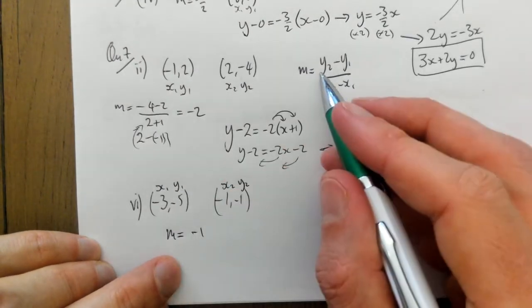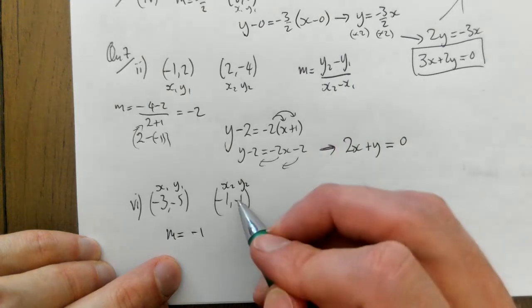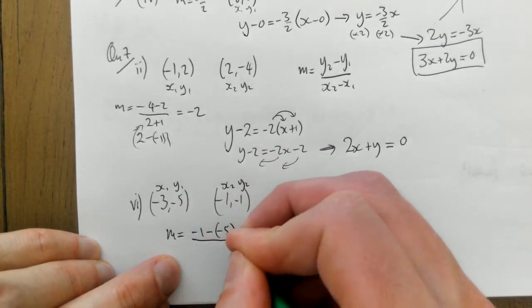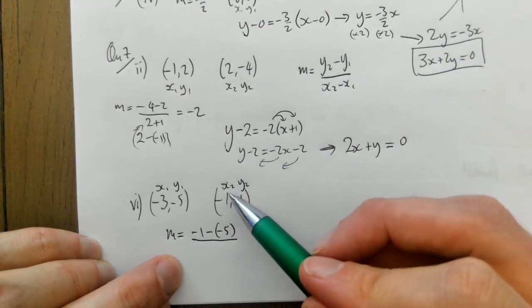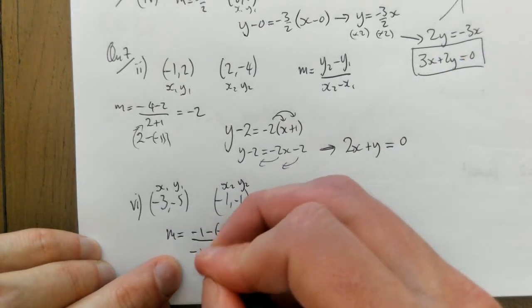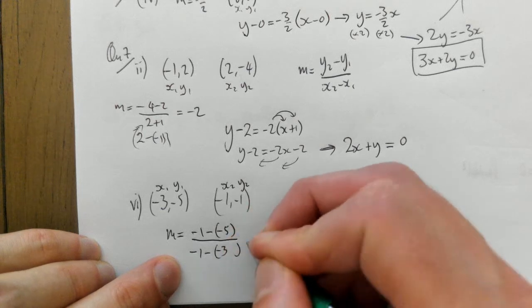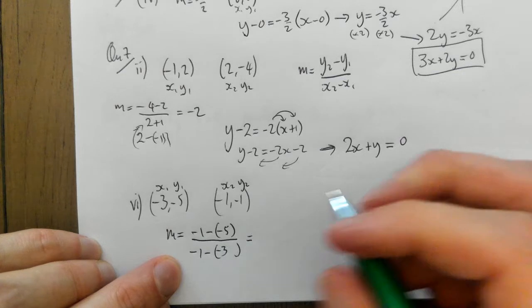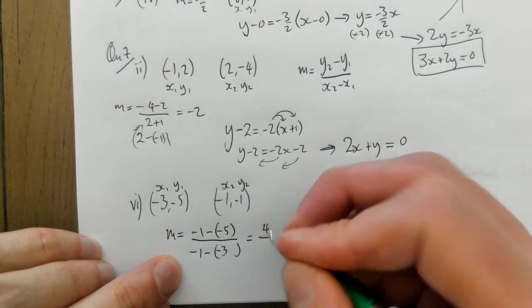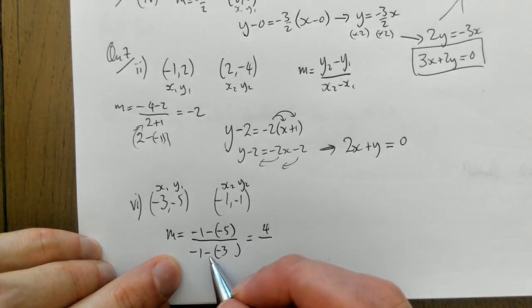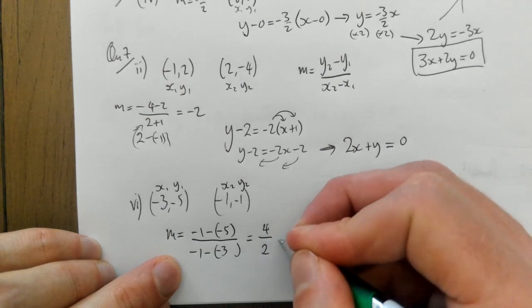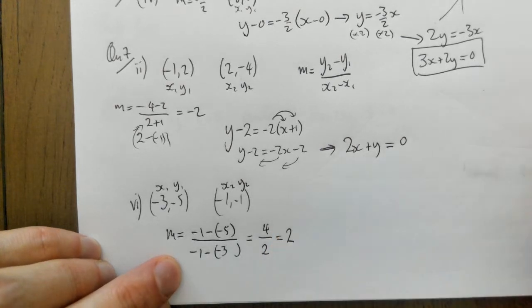y2 take away y1, back to this formula, y2 take away y1 on the top, minus 1 minus 5. I'll write it out fully. x2 minus x1, minus 1 minus 3, so be careful with the signs here. Minus 1 minus 5 is minus 1 plus 5, which is 4. Minus 1 minus 3 is minus 1 plus 3, which is 2. So we get a slope of 4 divided by 2, which is 2.